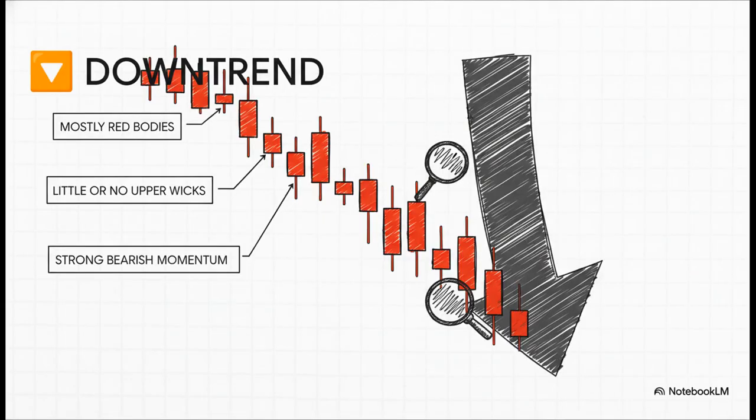And you guessed it, the exact opposite is true for a downtrend. You'll see a string of red candles, and the key thing to notice is that there are little to no upper wicks. This means selling pressure is completely in control. The price can't even manage to rally up. Again, it's just a very clean, super easy to read signal of strong bearish momentum.